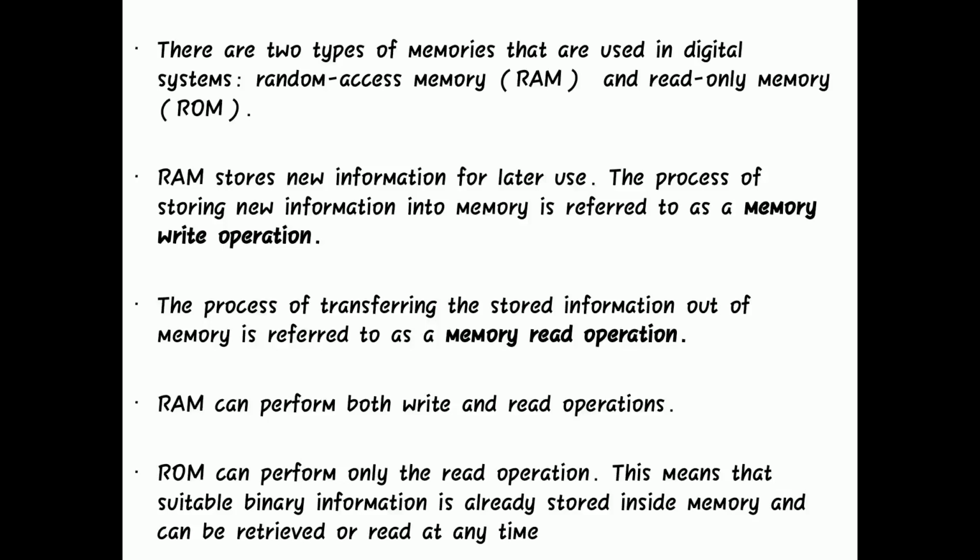Coming to the memory, we have two types of memories. One is RAM and the second is ROM, that is random access memory and read-only memory. So we'll go with RAM first. RAM stores new information for later use. The process of storing new information into a memory is referred to as the memory write operation. So basically RAM includes two operations: memory write operation and memory read operation.